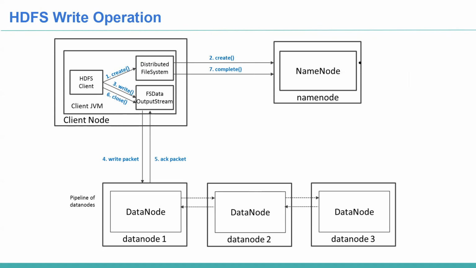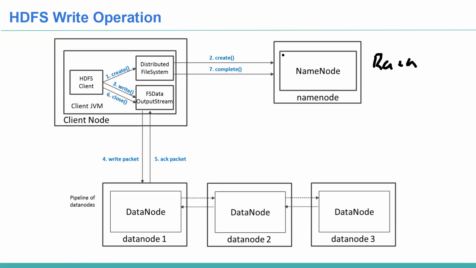It will come to the name node. The name node knows about racks. It knows where we have space available, and it will give us the location of the blocks where we want to store the data.